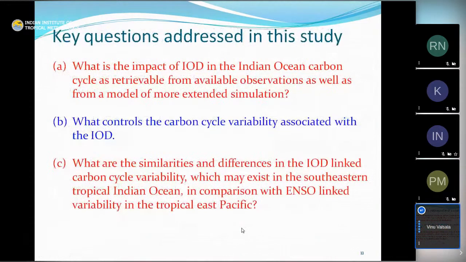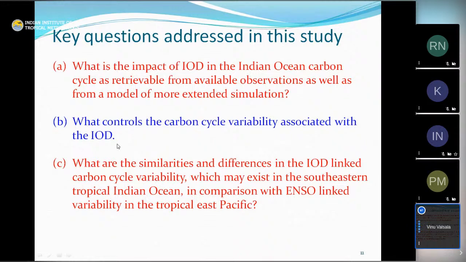So by literature review, we don't find a clear association of the IOD, especially in the pockets where we expect the IOD should have a control on the Indian Ocean carbon cycle. We have no study actually clearly illustrating this, except for the chlorophyll concentration. So we have addressed three basic questions in our study. What is the impact of the IOD on the Indian Ocean carbon cycle as retrievable from available observations, as well as from a model of more extended simulation? What controls the carbon cycle variation?